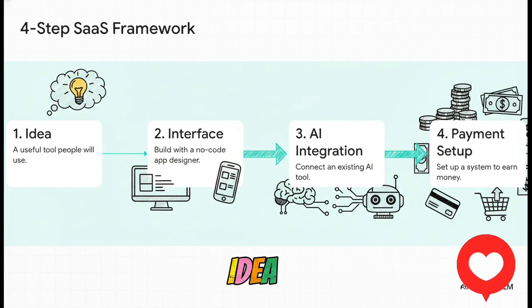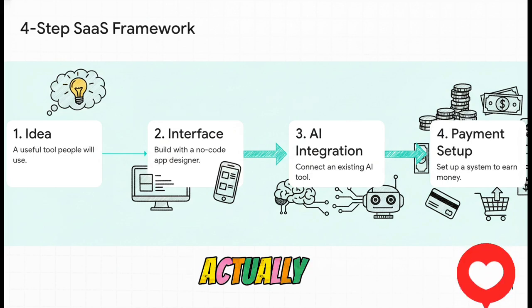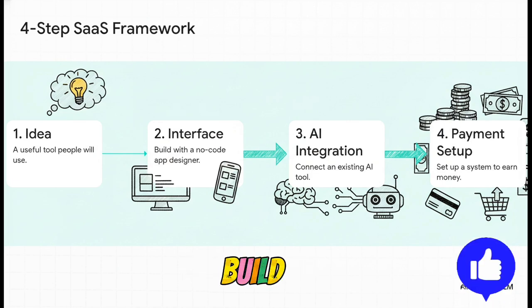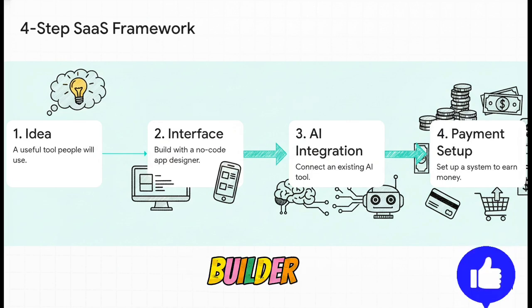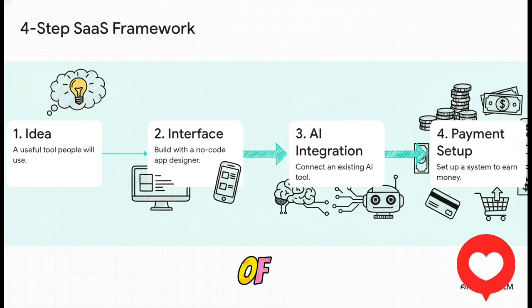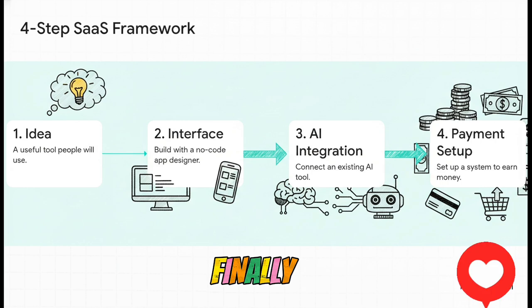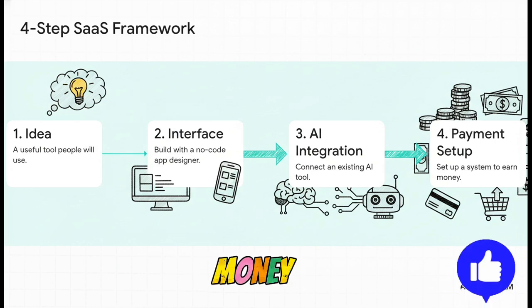First, you need an idea, something useful that people will actually want to use. Then you build the interface with a no-code app builder. After that, you connect an existing AI to do the heavy lifting. Think of it as the brain. And finally, you set up a way to actually earn money from it.